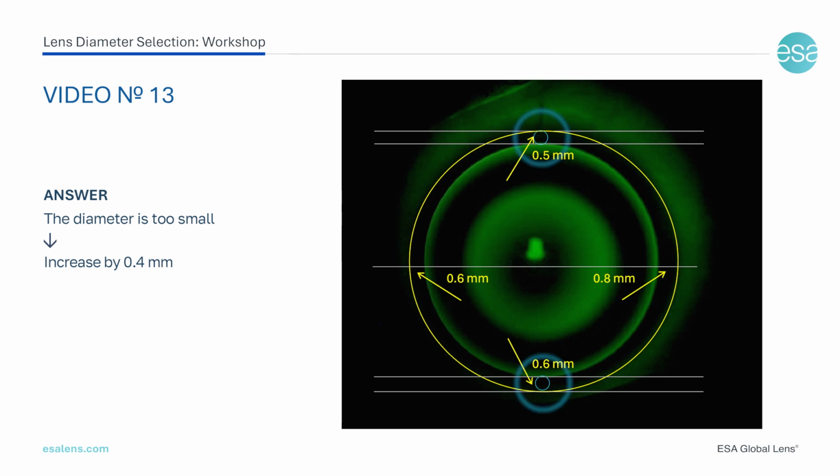The total vertical gap is 1.1 mm and the horizontal gap is 1.4 mm. By increasing the diameter by 0.4 mm, we bring the vertical clearance down to 0.7 mm and the horizontal to 1 mm. If you still observe marked lateral decentration, or if the patient reports persistent halos or double vision, a further 0.2 mm increase is justified.